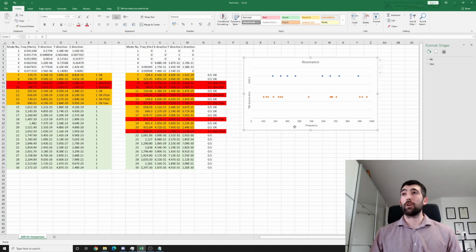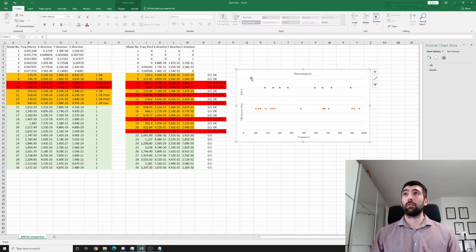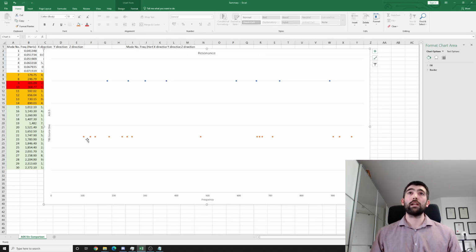So if you see here on my screen, I've got a graph of the resonance performance of two designs. The first is the TBS Source 1 V4. And the second is this AOS 5, which is the frame that I'm working on at the moment. And what we can see initially is that the resonance frequencies are picked out here as dots. So I'll make this a little bigger. And each of these dots represents a resonant frequency in a resonant mode. The first thing we'll notice is that the TBS Source 1 has quite a large number of resonant modes, and the frequencies that these occur at go anywhere from about 100 hertz all the way up to 1,000 hertz.